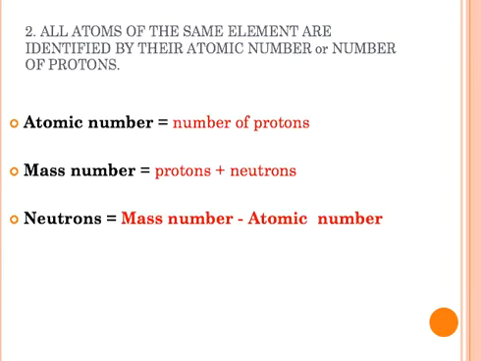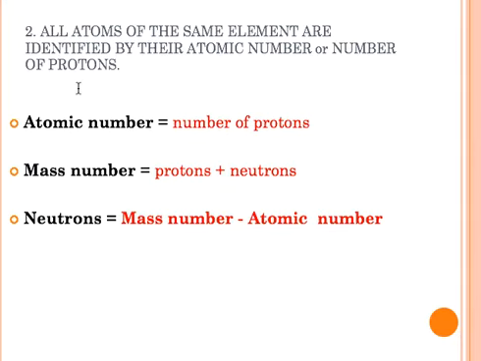Okay, now moving on to number 2. You'll see in bold it says, all atoms of the same element are identified by their atomic number or their number of protons. You might want to underline atomic number and number of protons. That's a definition you need to know.